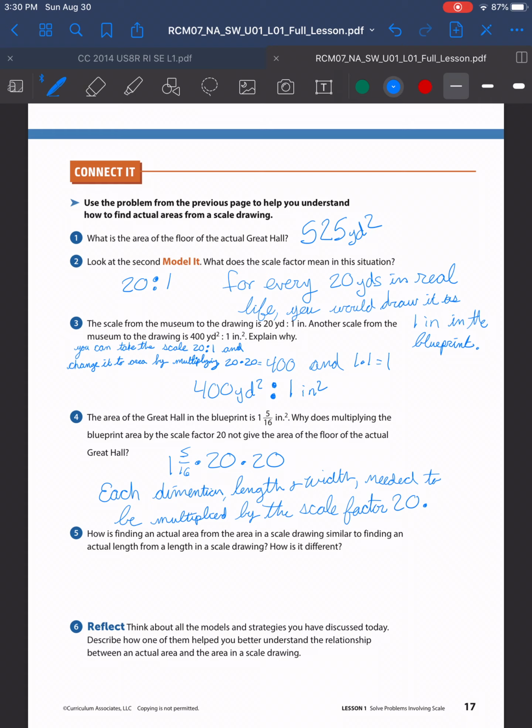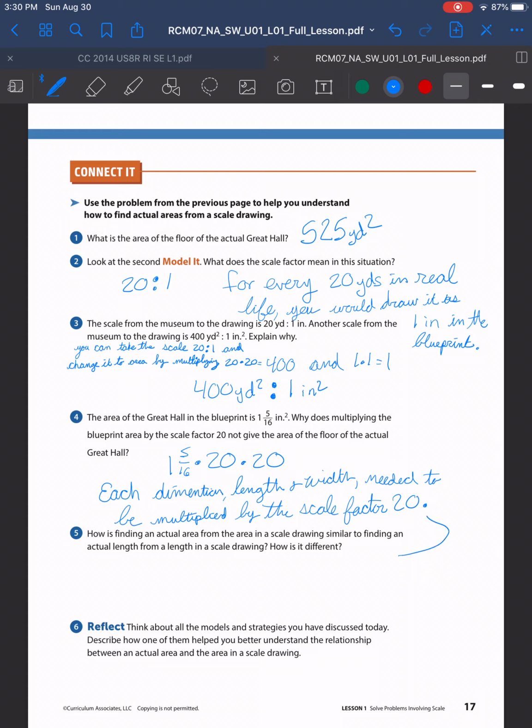Number 5. How is finding an actual area from the area in a scale drawing similar to finding an actual length from a length in a scale drawing? And how is it different? Well, when you're finding the scale factor, it is similar because you can multiply by the scale factor. But for the length, we only multiply by the scale factor once. For the area, we have to multiply it twice.